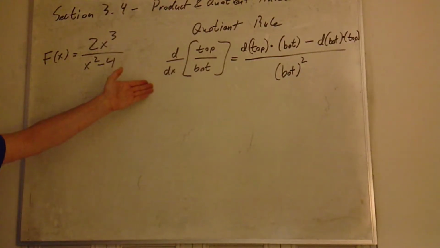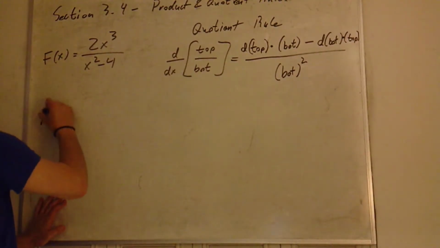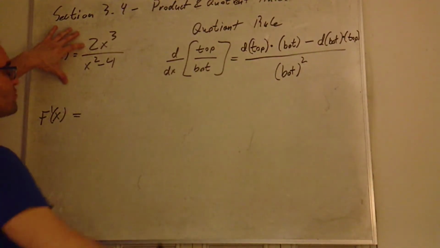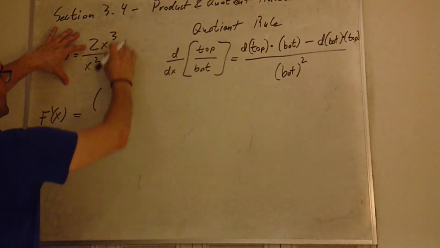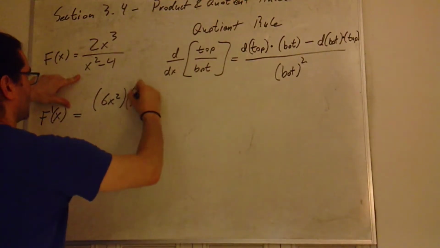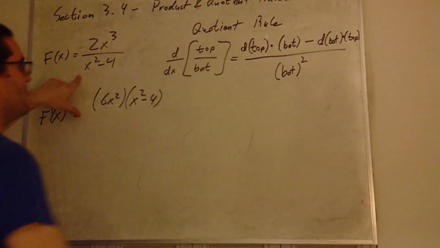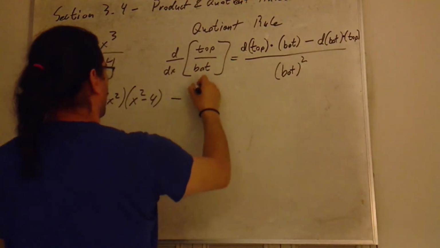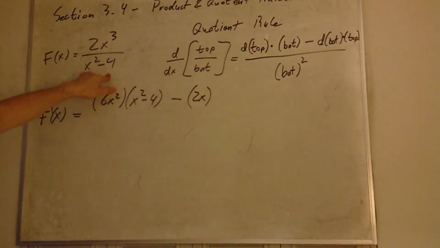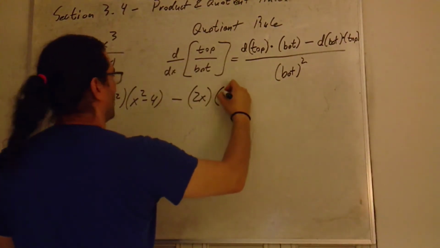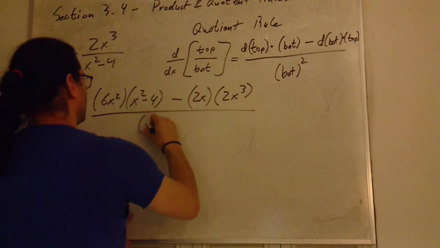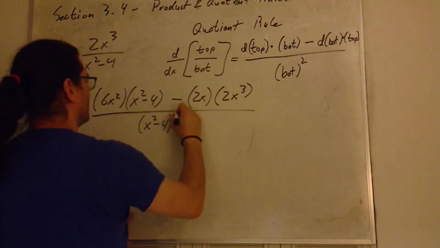Let's see what it looks like when we do it to this. F prime of x should be the derivative of the top. So the derivative of the top here is going to be 6x squared times the bottom, x squared minus 4, minus the derivative of the bottom. The derivative of the bottom should be 2x times the top. That'll be 2x cubed, all divided by the bottom squared, x squared minus 4 squared.